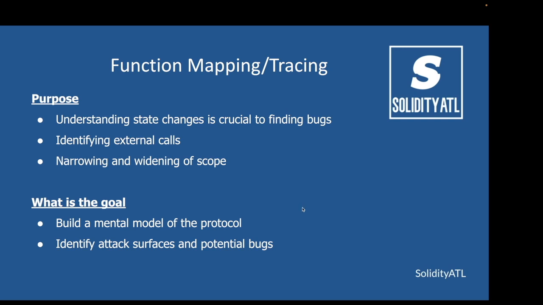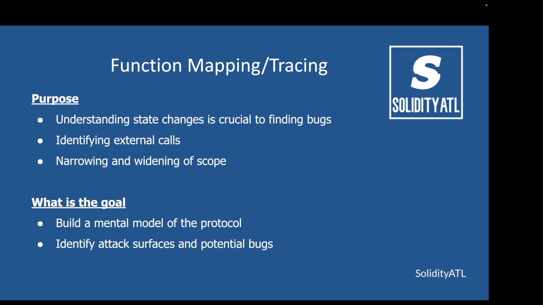Another purpose of this function mapping is to identify where external calls occur, because external calls, so contracts calling other contracts, are something you want to be looking for, because a lot of vulnerabilities tend to be with contract interactions. And the last point for the purpose of function mapping is being able to narrow your scope in.